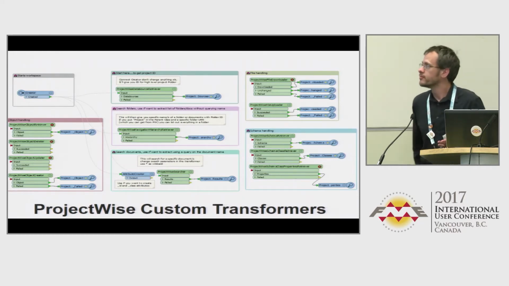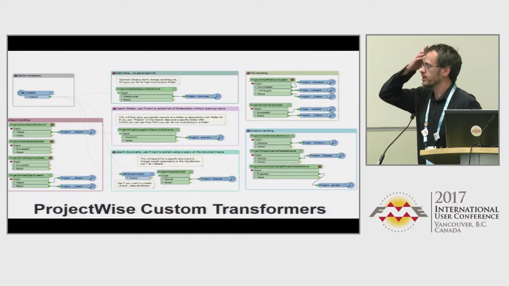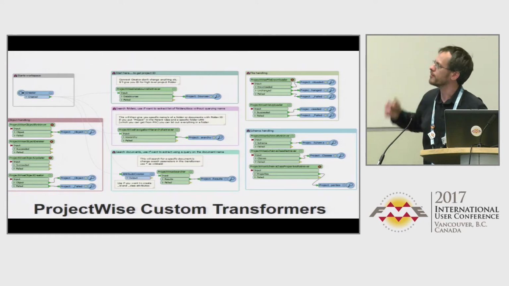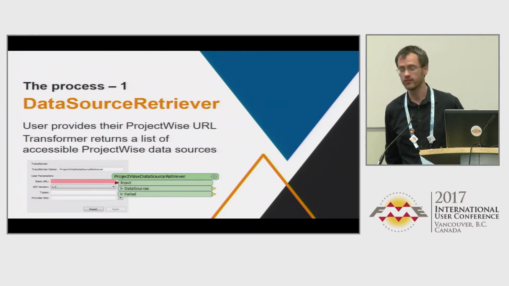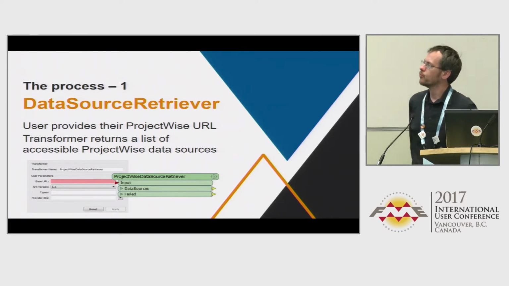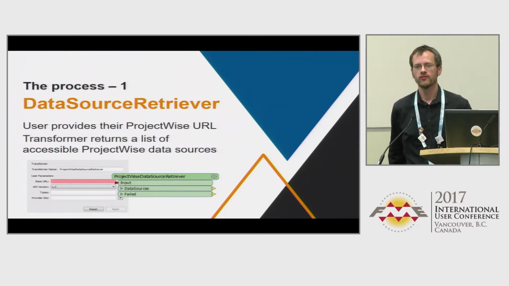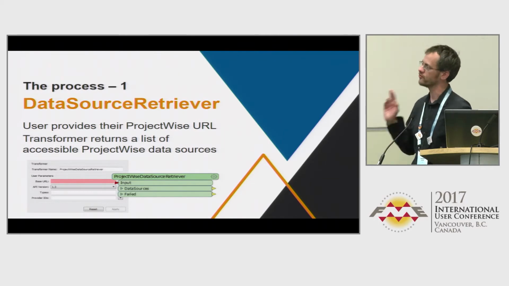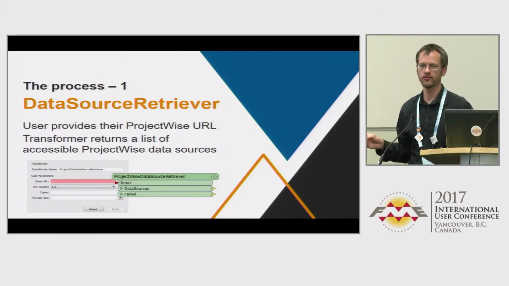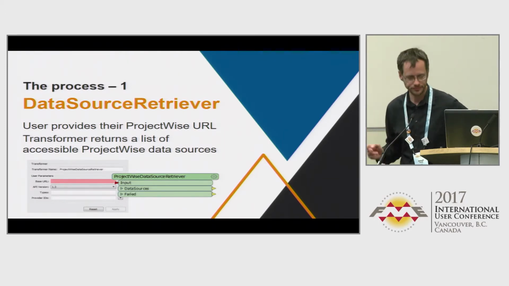I will delve a little bit deeper into some of these just so that we can understand a little bit about what's going on in them. The first one that's kind of key is the data source retriever. What this does basically is it just fires off a single call to your nearest ProjectWise URL, and it asks it what ProjectWise data sources you as a user are allowed to see. And so this is where you will start. You will get a list of different data sources that you're allowed to access.